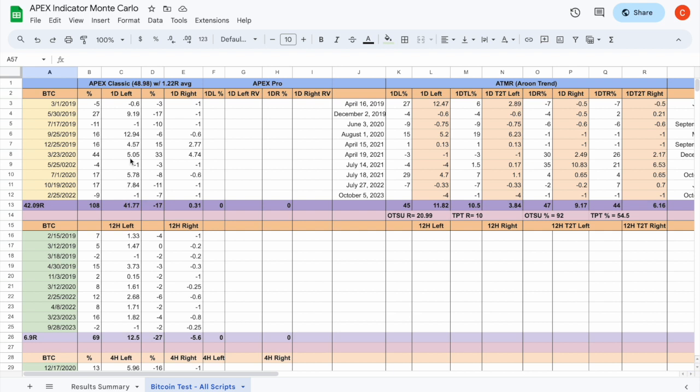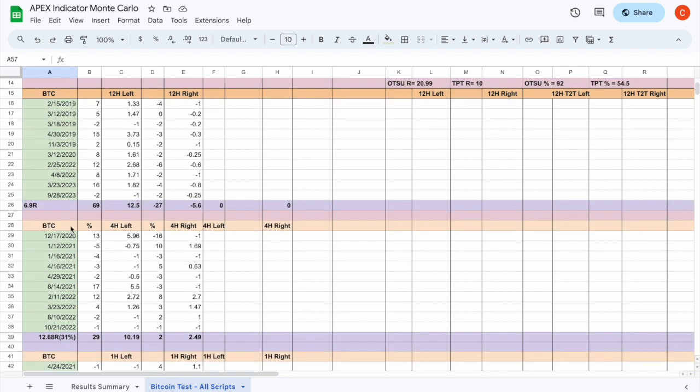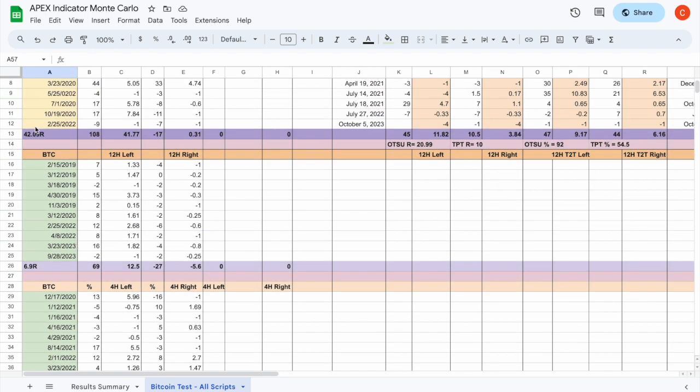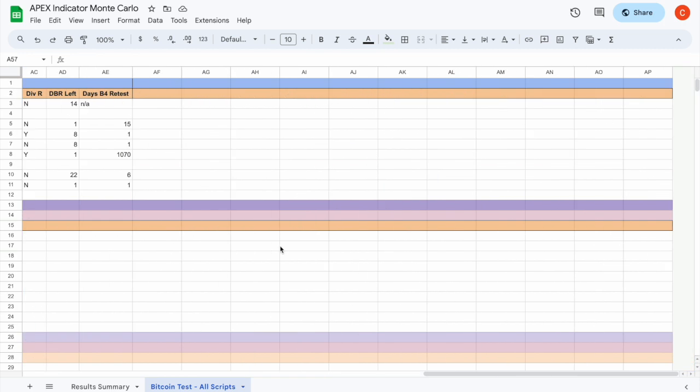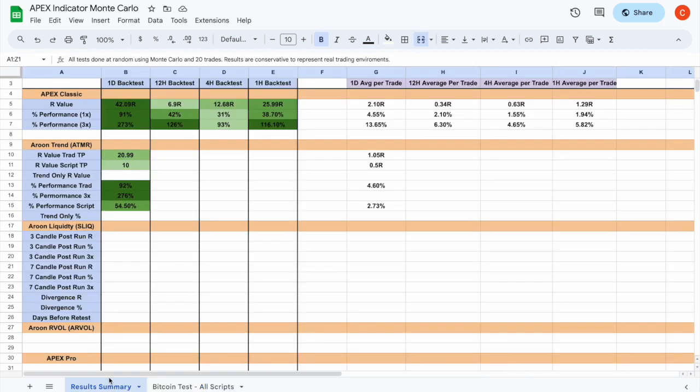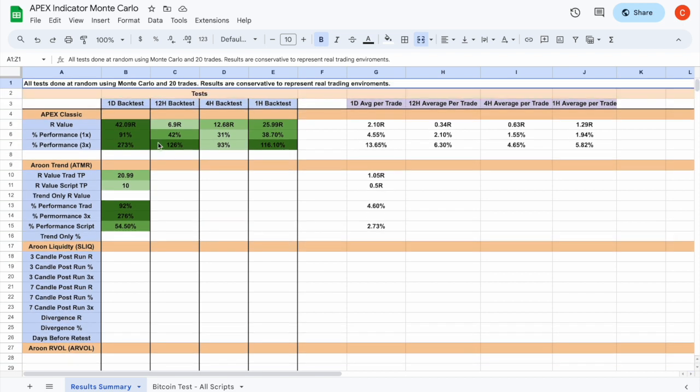For some reason, it was heavily shifted to the left. But we had the 42R plus the 6.9R, plus the 12 and plus the 26 roughly for the 12 hour. And so we got the averages for this right here. And so this is the layout. This is going to be the summary sheet, so to speak.